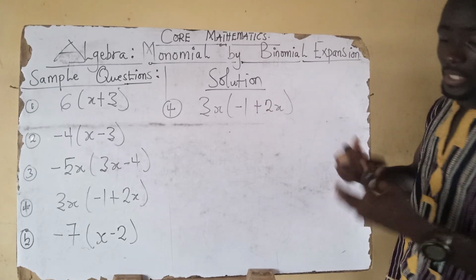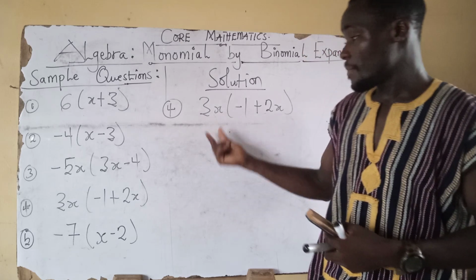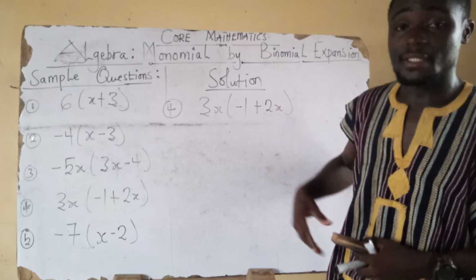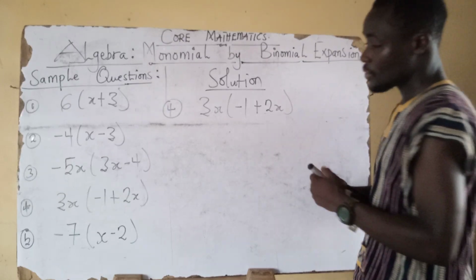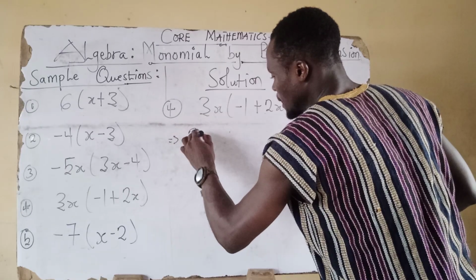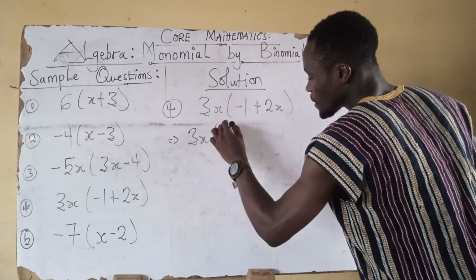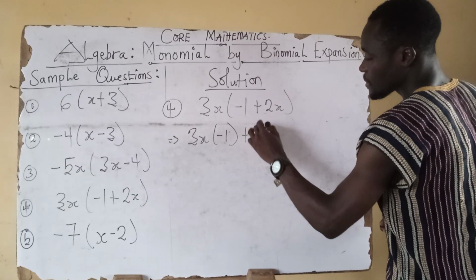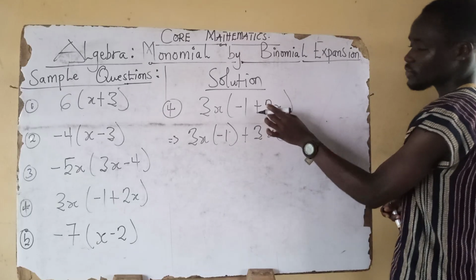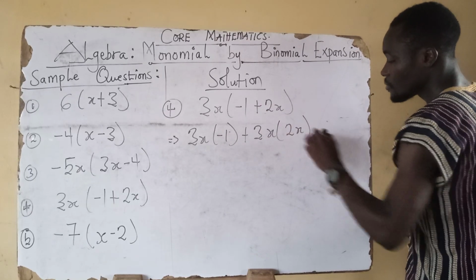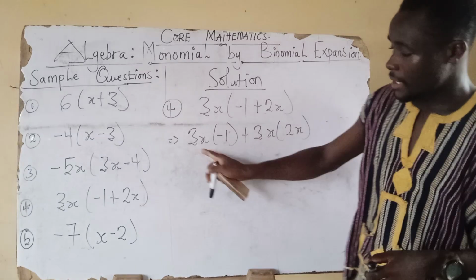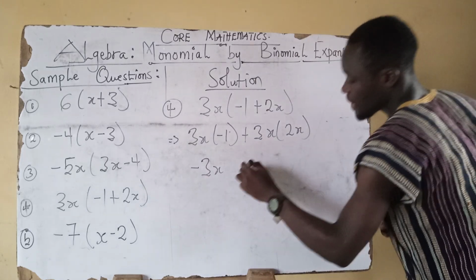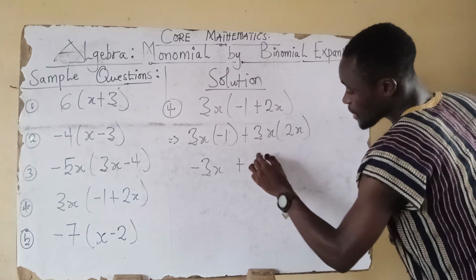As I said earlier, the monomial will take charge of the individual terms within the binomial. Very good. So starting with the monomial, I have 3x will take charge of this, so -1. Then remember the 3x that is here is positive, so plus 3x. And remember this one too is positive, so 2x. Are you following? Very good. So here, the 3 will multiply that, and I'm going to get what? Negative 3x. Plus 3 will multiply that, I'm going to get 6.